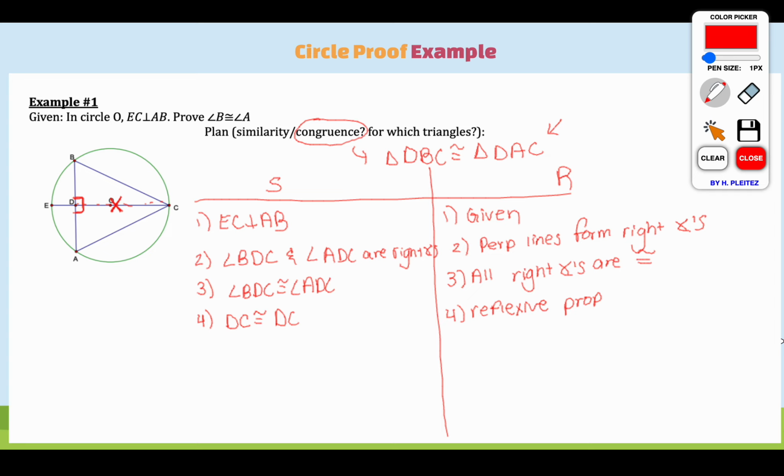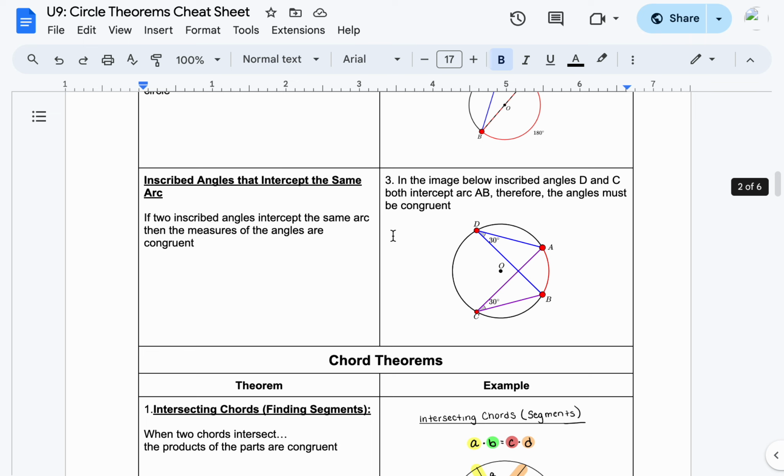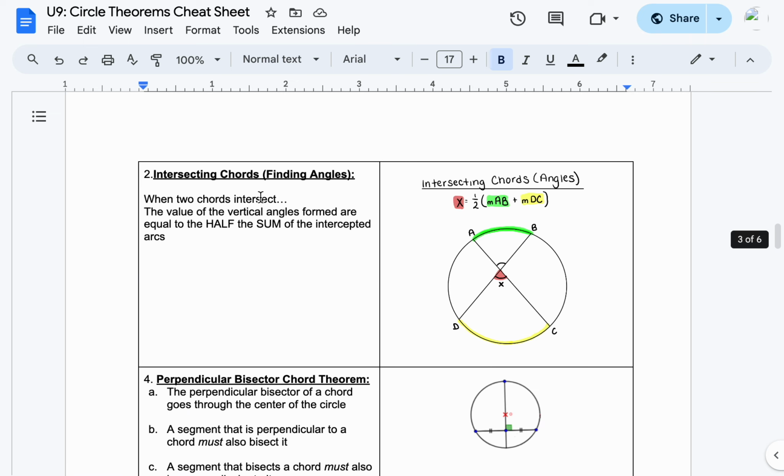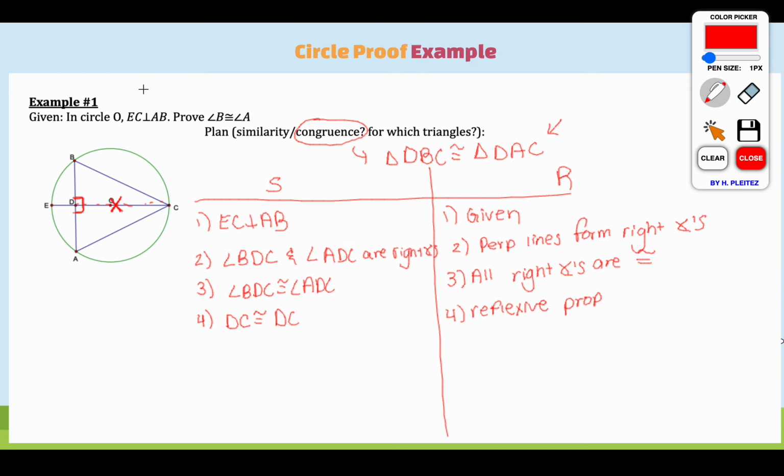So now we need to see, is there a theorem that we can apply? And what's standing out to me is that we have these perpendicular chords, right? We have perpendicular chords EC and BA, and there's actually a theorem that talks about perpendicular chords. So if we go in our theorem cheat sheet, which is in your helpful hints folders, and we go to our chord theorems, there's a chord theorem over here that talks about when chords are perpendicular to one another. It says a segment that is perpendicular to a chord must also bisect it.